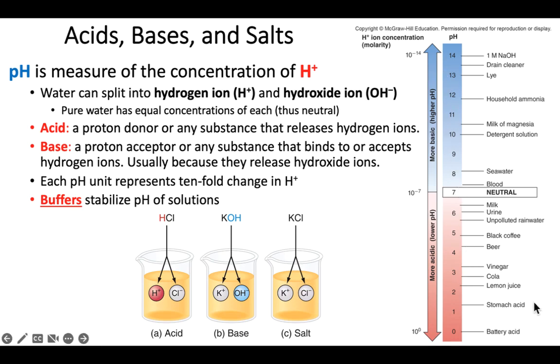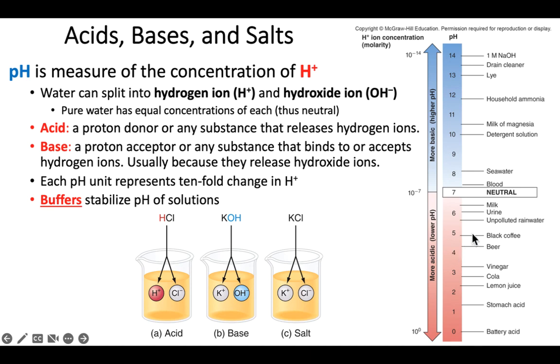Notice on the scale, these are some example solutions and what their pH is. A lot of these aren't that important to us, except maybe for me, beer is very important. But other than that, what are some solutions in the human body you might need to know? Stomach acid is very low, somewhere between pH 1 and 2. So stomach acid is very acidic. Skin is about the same pH as beer, somewhere between 4 and 4.5.